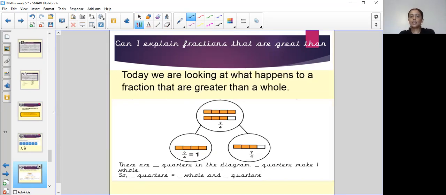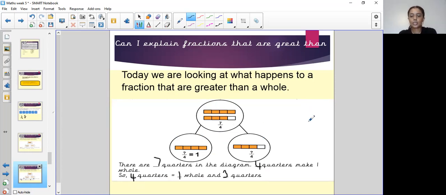So today we're looking at what happens to a fraction that is greater than a whole. You can see here that the numerator is larger than the denominator. So essentially we're trying to find out what parts make this whole. There are 7 quarters in the diagram. Each line consists of 1, 2, 3, 4, which makes the denominator 4. But then how many are shaded in is 1, 2, 3, 4, 5, 6, 7. So in total, we've got 7 quarters.